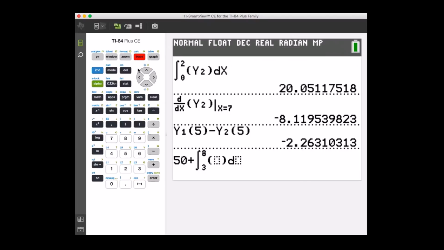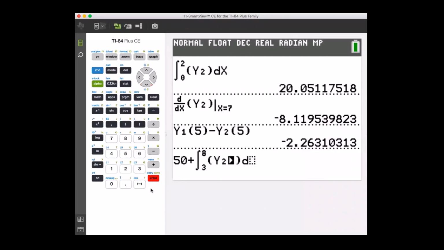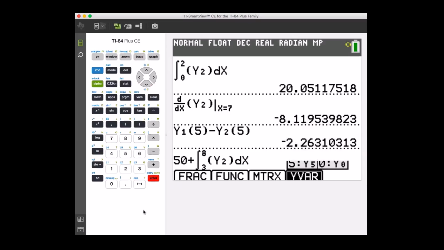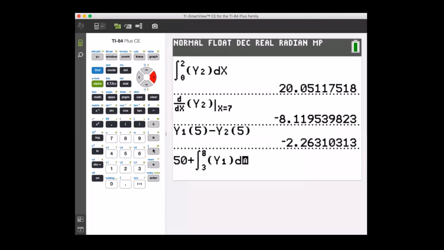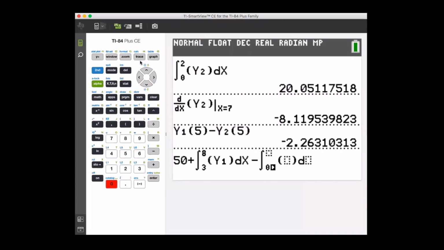And we're going to do of Y2, that was our rate in, dx. And then, oops, I should have been Y1, right? I put my rate in Y1. I better be careful now. I'm going to make this Y1. My rate in was Y1. And then we're going to do minus math 9 again. But in this case, we're going from 0 to 8 of Y2.